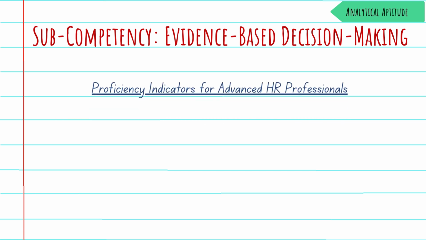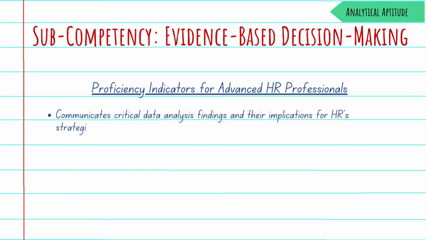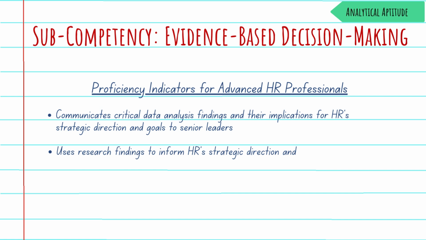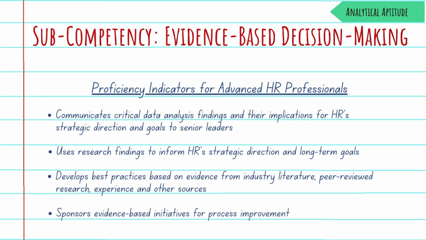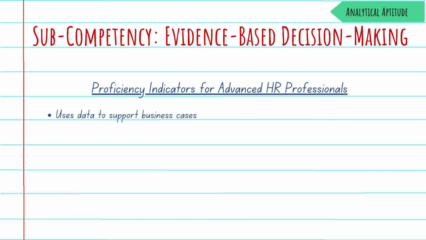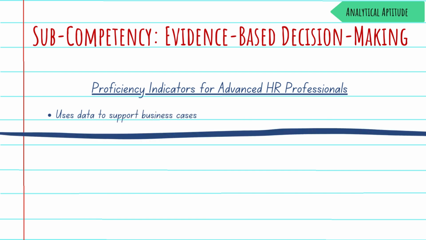For advanced professionals, indicators include communicating critical data analysis findings and their implications for HR's strategic direction and goals to senior leaders, using research findings to inform HR's strategic direction and long-term goals, developing best practices based on evidence from industry literature, peer-reviewed research, experience, and other sources, sponsoring evidence-based initiatives for process improvement, and using data to support business cases. That's all for today's lesson.